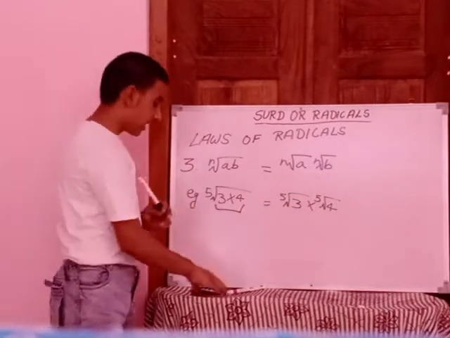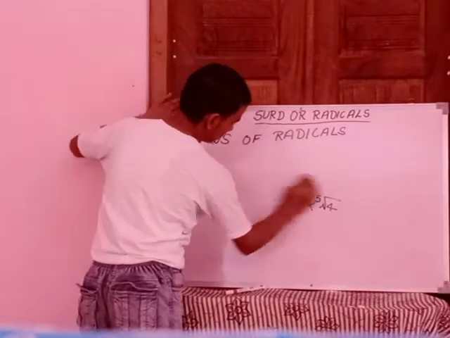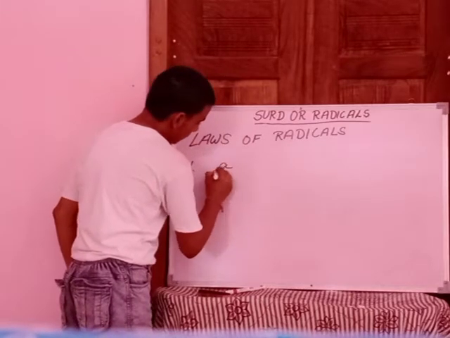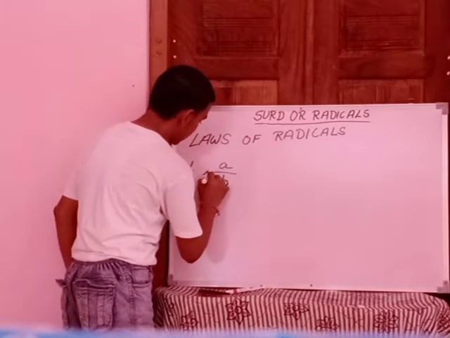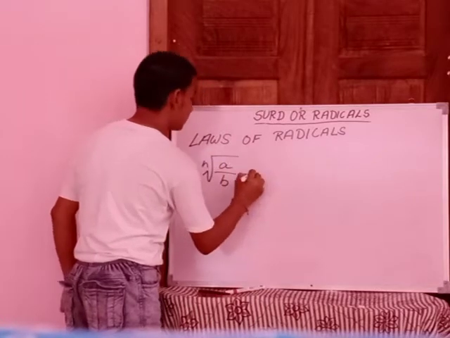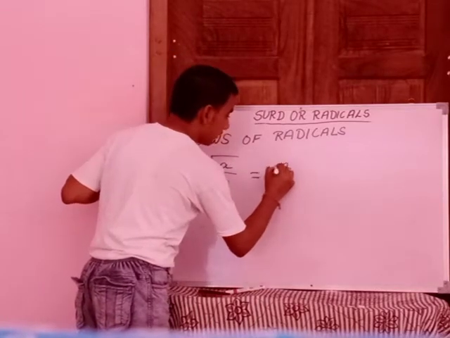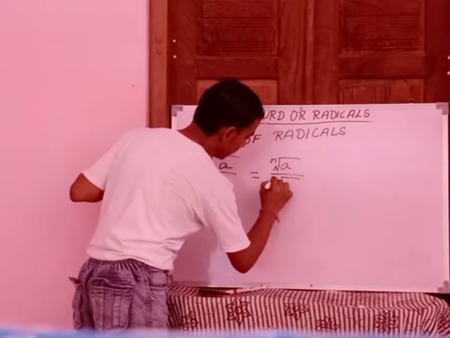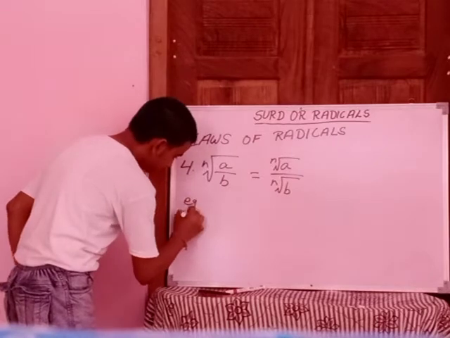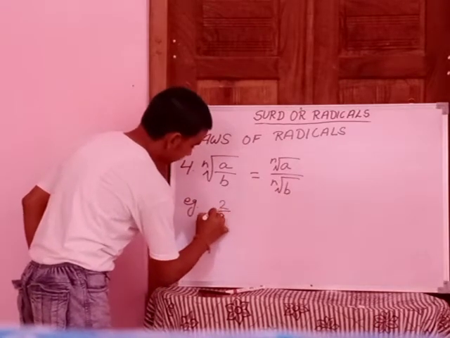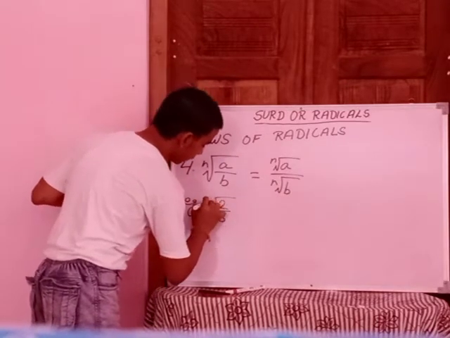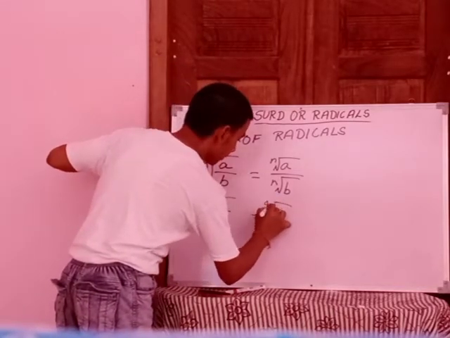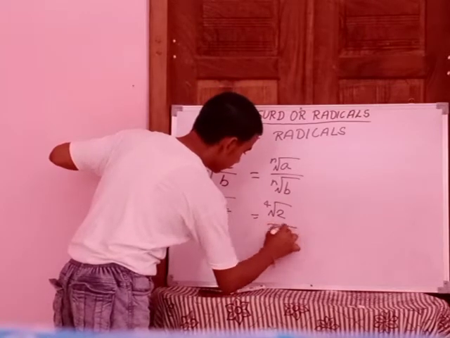Now let's move to our next law, the fourth law. A upon B under the radical sign of n can be written as A under the radical sign of index n upon B under the radical sign of index n. For example, 2 by 3 under the radical sign of 4 can be written as 2 under the radical sign of 4 upon 3 under the radical sign of 4.